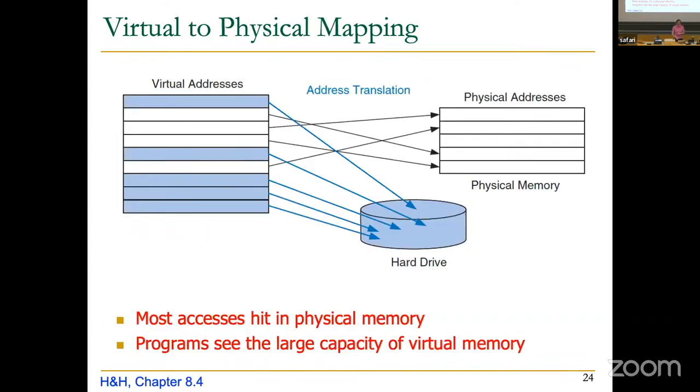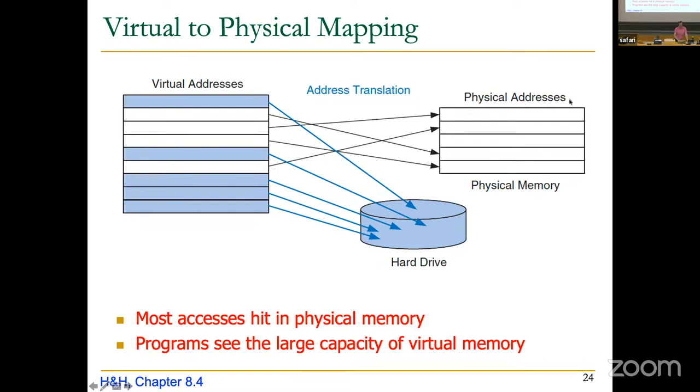Now let's take a look at how this is done. I've already shown you this picture. Now we're going to actually see some examples. Essentially, this picture is from your book. You can see the chapter. The hope is that most accesses hit in physical memory. So essentially, these are your virtual addresses. There's an address translation mechanism. Some of your virtual addresses are in physical memory. Some of them are in hard drive or SSD, essentially disk.